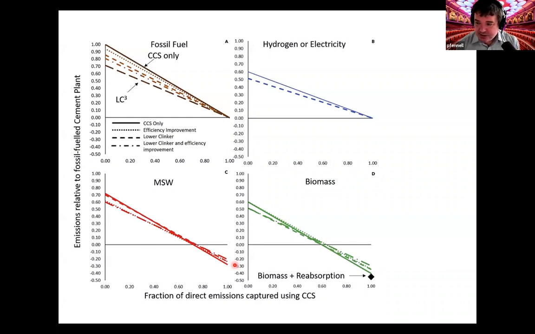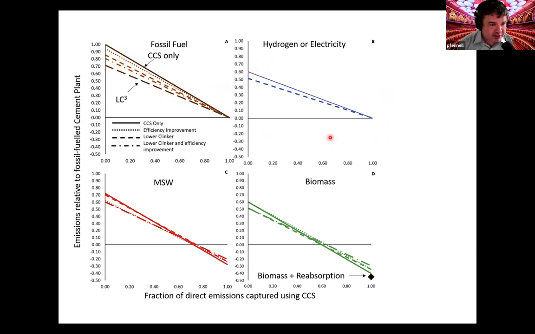So here are the results from a recent study where we looked at how much decarbonisation you could do by replacing the cement clinker with other supplementary cementitious materials, by improving the efficiency of your kiln and by applying CCS. So what you can see here is that if you don't do anything, if you just use fossil fuels and apply CCS, you can get down to reasonably low, 10% of the emissions without anything else.